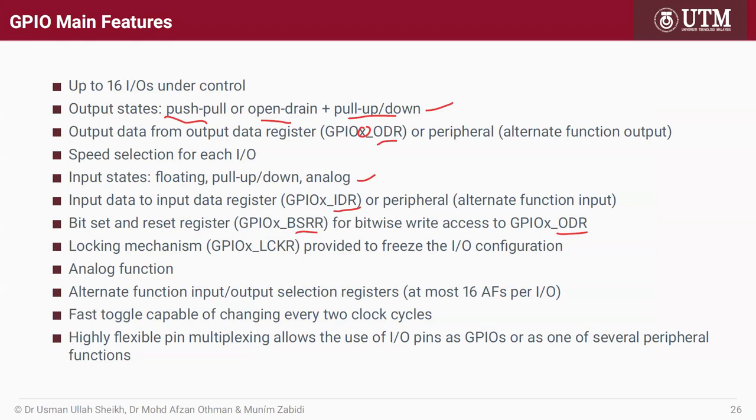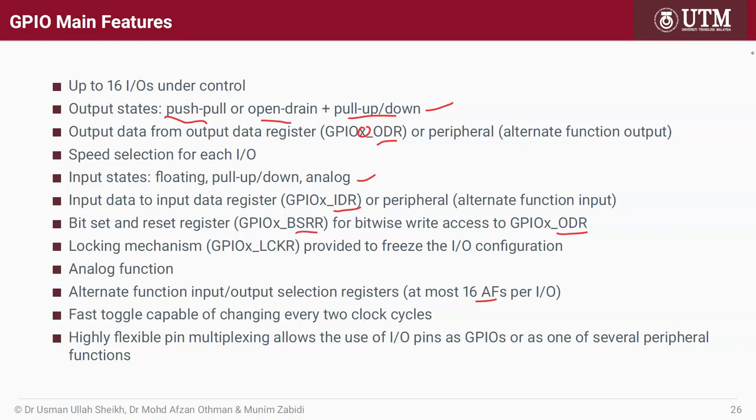And then we can lock the bits using locking. Totally, I don't know why I would want to do this. And then we have analog function, we can input data in analog. And we can also have alternate function. That means all the pins can have some other function like timer or UART or SPI. So if you use these alternate functions, the GPIO function will be disabled.